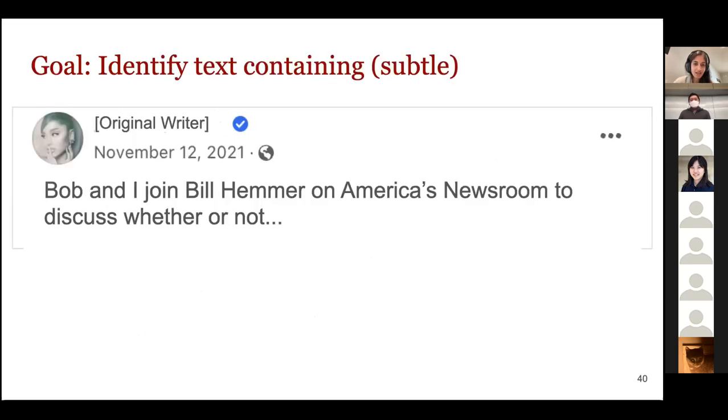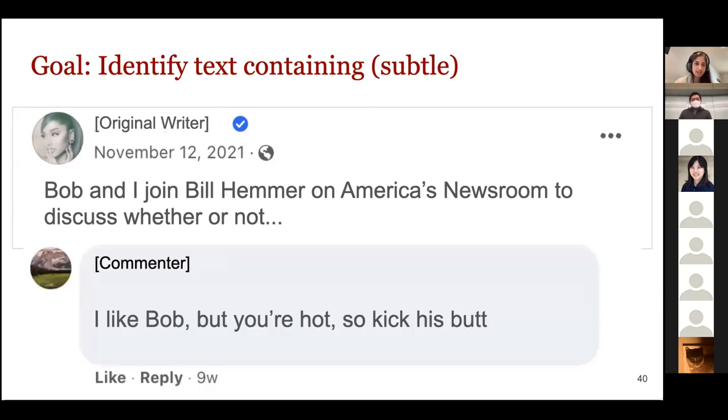To give you an example, one of the data sets we worked on in this project was Facebook comments addressed towards female politicians. Or sorry, this one actually is towards a female news anchor. This was a post by a news anchor with generic content about what tonight's news is going to cover. One of the comments replying to it was, "I like Bob, but you're hot, so kick his butt." This isn't the most offensive content on the internet, not by a long way, but it was unsolicited and objectifying.